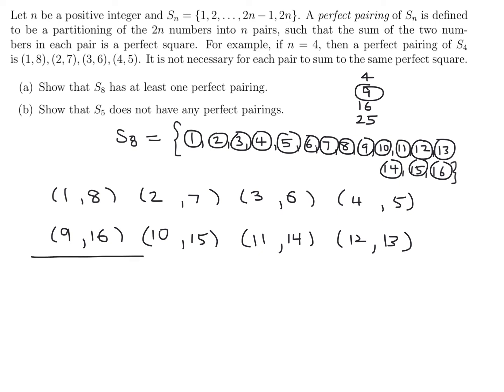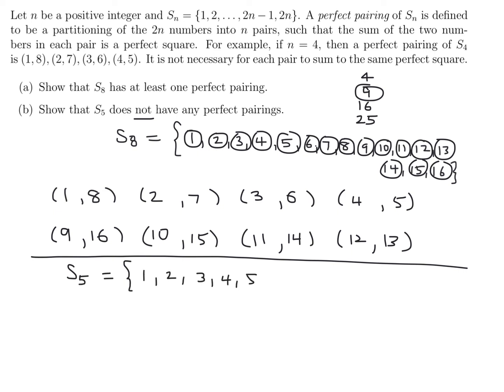All right, great. So part B. Show that S5 does not have any perfect pairings. So S5, by definition, would be the digits from 1 to 10, 3, 4, 5, 6, 7, 8, 9, 10.